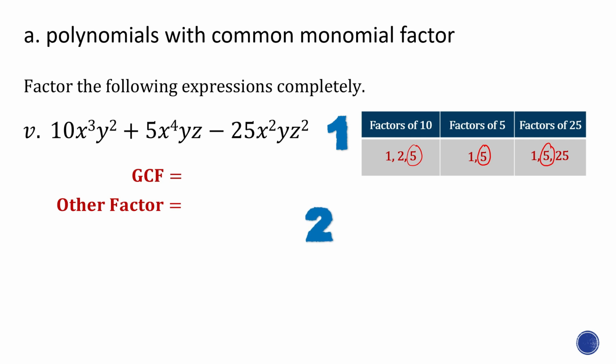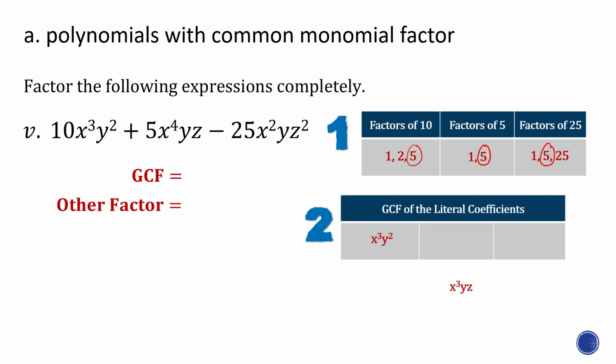Now, step number 2, find the GCF of the literal coefficients. Because we can see here 3 variables, but if you look at the first term, it has 2 variables. So that makes z not common among the 3 terms. So we will disregard z as part of the common factor. You can see that all of the 3 terms have x, so let's find the x that has the least exponent, and all 3 terms also have y, so we need to find the y that has the least exponent.